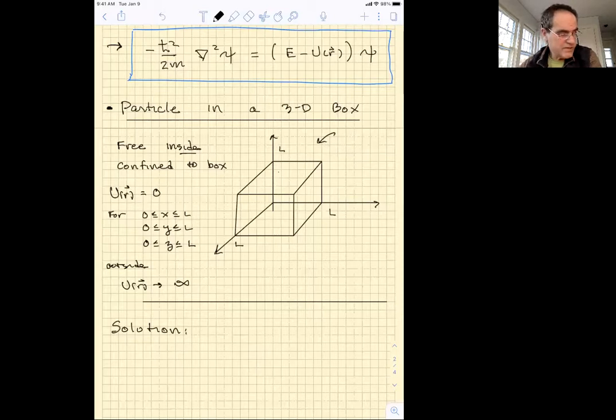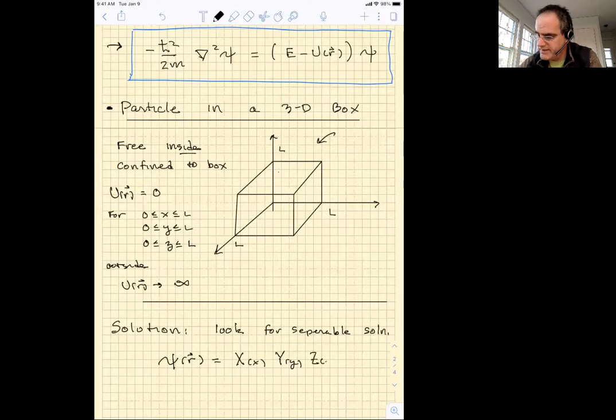Our solution is that we'll assume that the energy states, the standing wave states for this potential, are separable, and we'll try to find solutions of that form. What do I mean by separable? I mean that the wave function can be written as a product of three functions, one that only depends on x, one that only depends on y, and one that only depends on z, which I'll call capital X of x, capital Y of y, and capital Z of z.